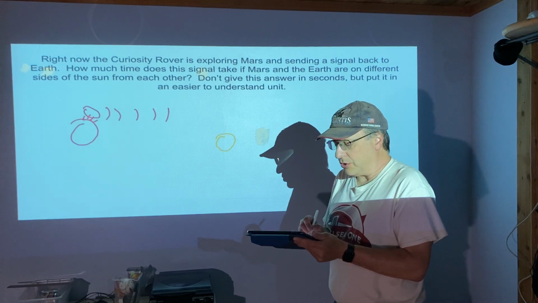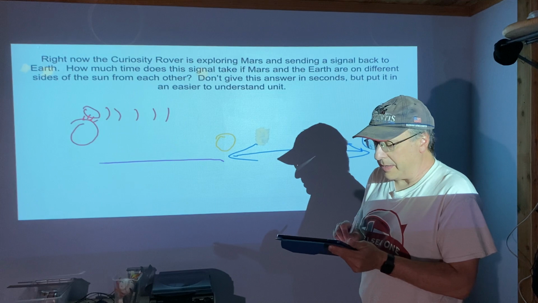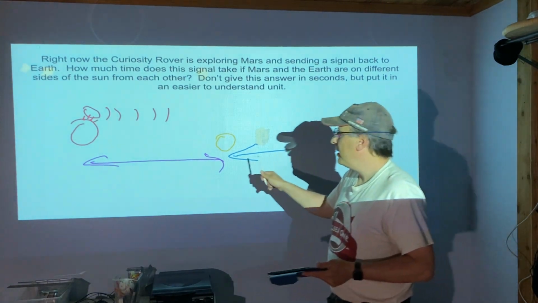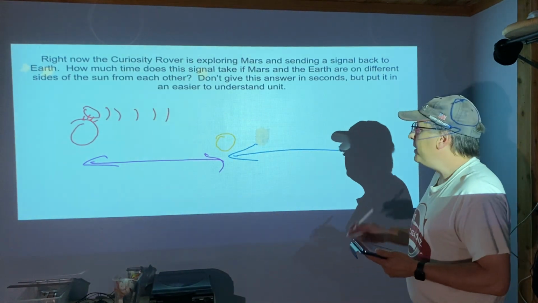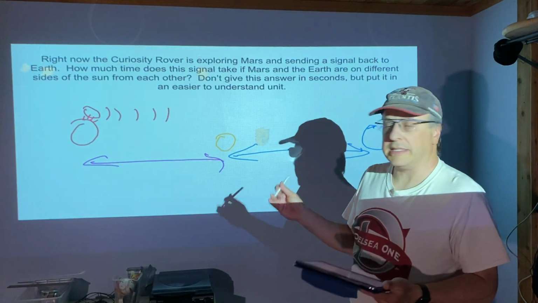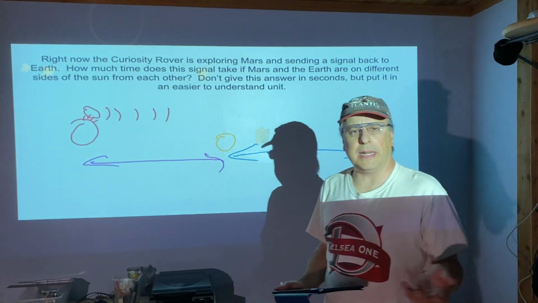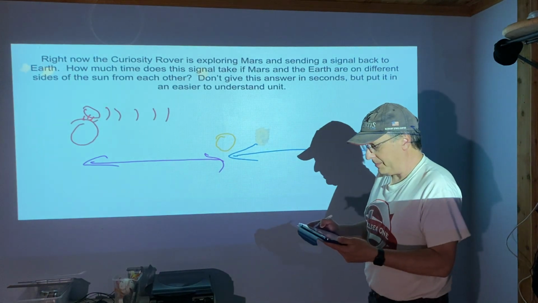So when you do this, you're going to have to figure out the total distance by combining the distance from the Earth to the sun and the distance from Mars to the sun. Okay? This answer is going to be way bigger than a second. So don't give me your answer in seconds, but convert it to minutes or hours or days or years, whatever is most appropriate.